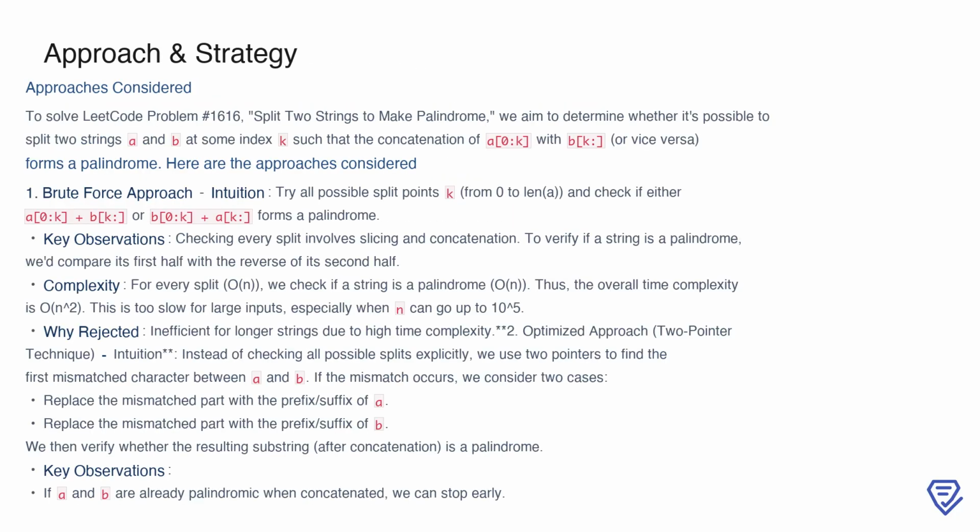To solve the problem of splitting two strings to form a palindrome, we need to explore potential strategies. The first approach we might consider is a brute force method. The idea here is to try every possible split point in the strings, from index 0 to the length of the strings. For each split point, we would check if concatenating the first part of one string with the second part of the other forms a palindrome. To determine if a string is a palindrome, we can compare its first half to the reverse of its second half. While this approach is straightforward and easy to understand, it requires slicing and concatenating strings at every possible split, followed by a palindrome check for each case.